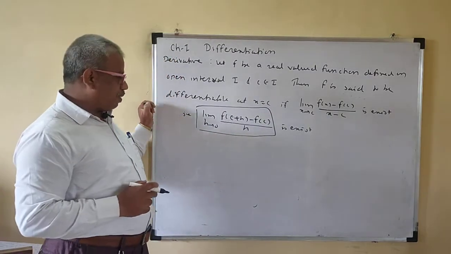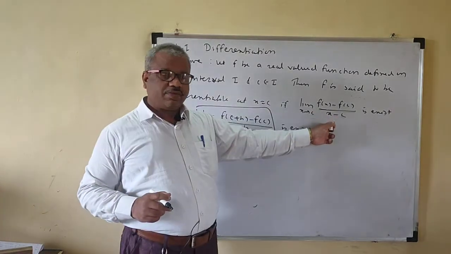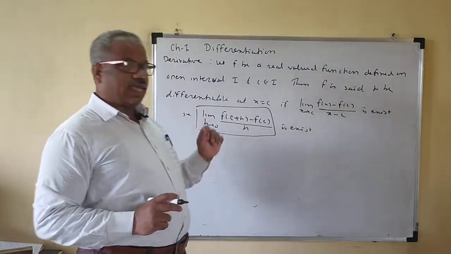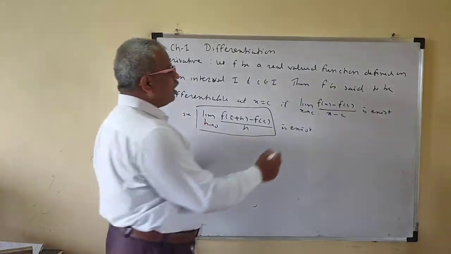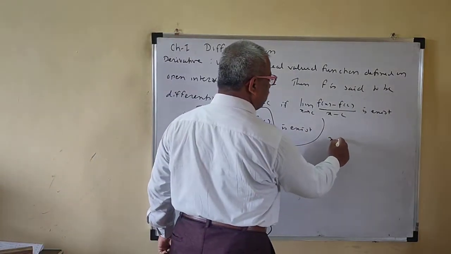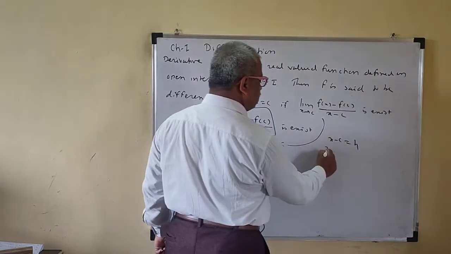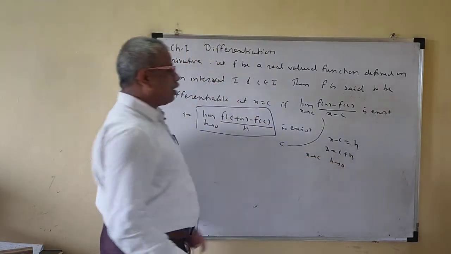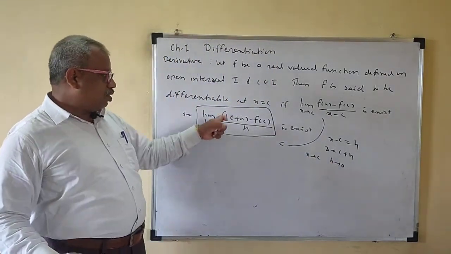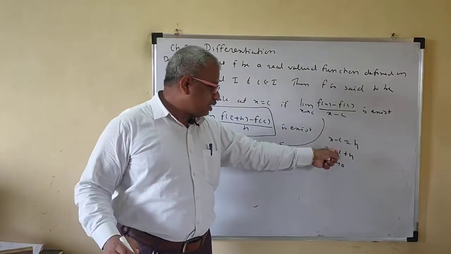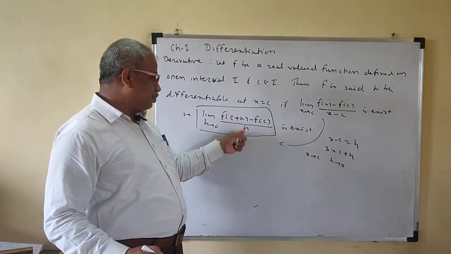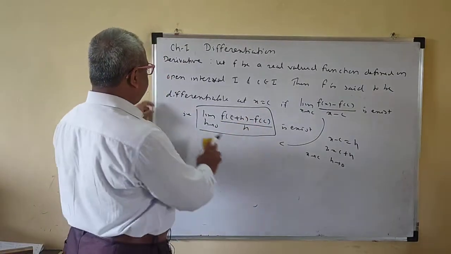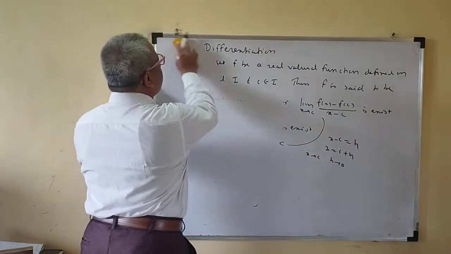You are familiar with this definition, but we are using this definition here: the limit as x tends to c of (f(x) minus f(c)) upon (x minus c) exists. How can you convert this limit to the other one? Put x minus c equal to h, so x is equal to c plus h. As x tends to c, h tends to 0. So f(x) is f(c plus h), minus f(c), upon x minus c, which is h. So both are the same here. You should remember this definition.